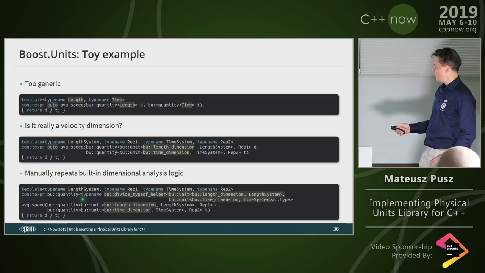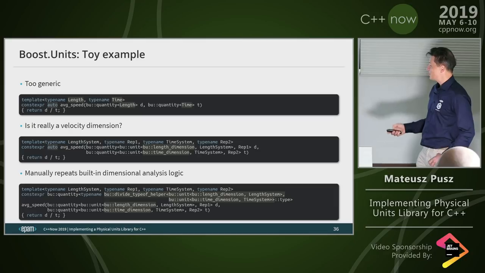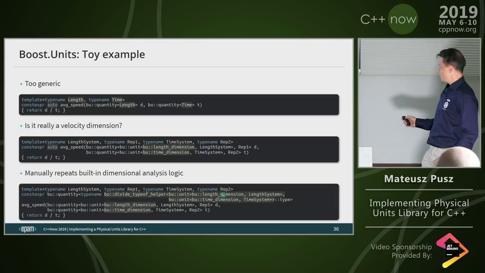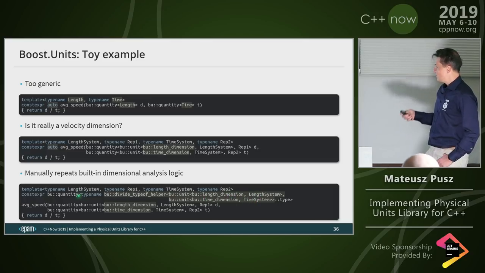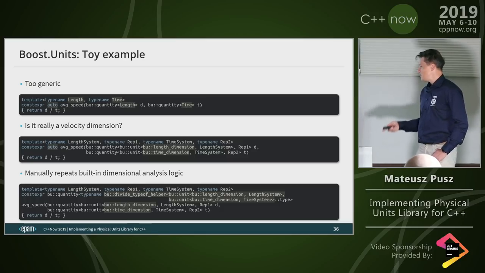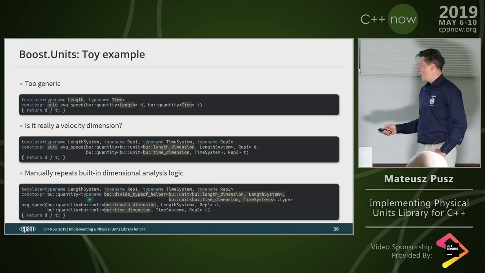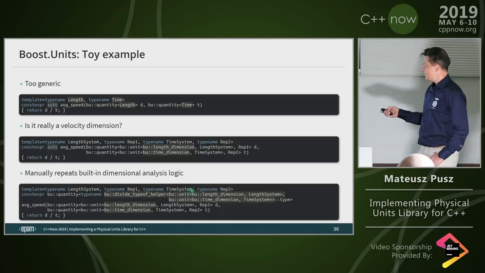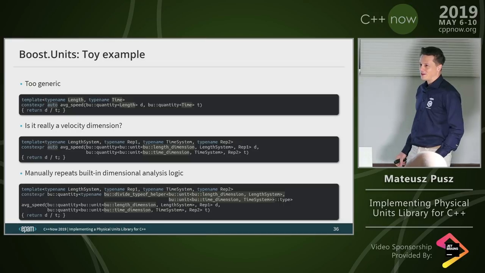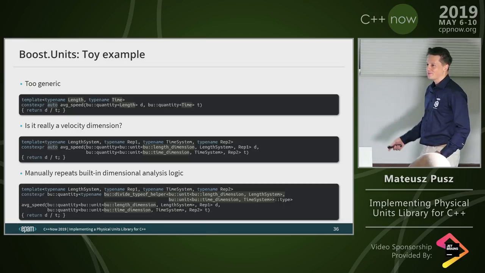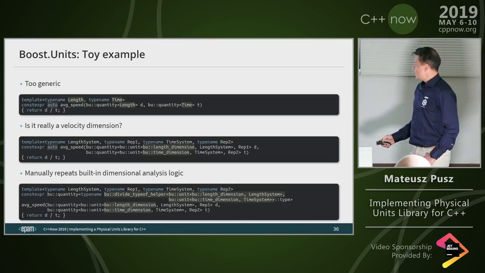You have to calculate velocity by yourself. So you are doing a divide type helper, and you are dividing length dimension with the current length system, time dimension with the current time system, and you get quantity of velocity with the specific unit system provided by the user. However, here you duplicated all of the physical units library logic because you have to know if you have to divide or multiply and how to do it. So you have to know the recipe for that type, which is not user friendly. So for next cases, let's use this one.